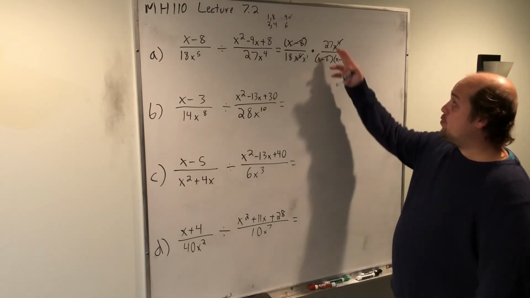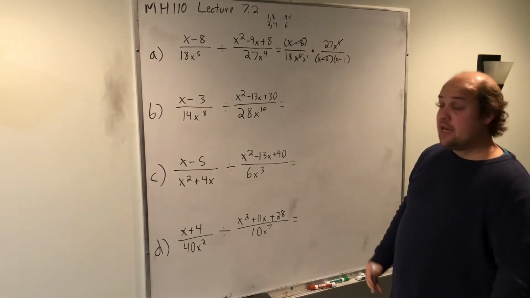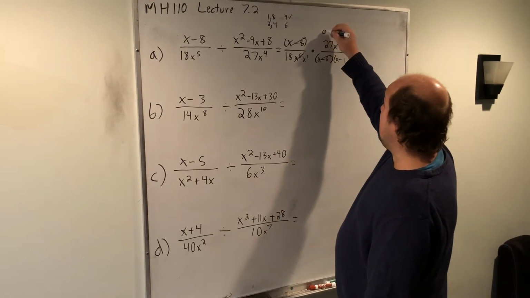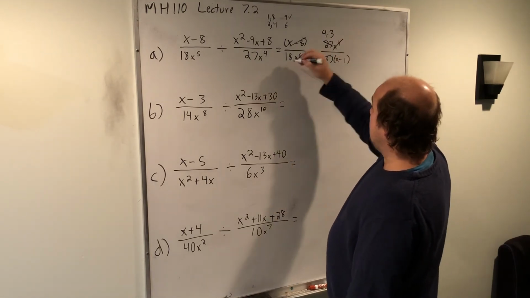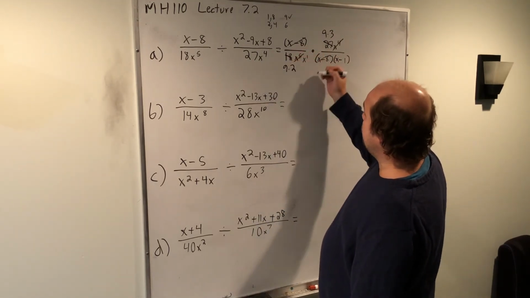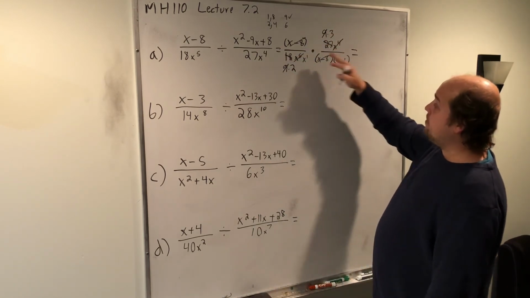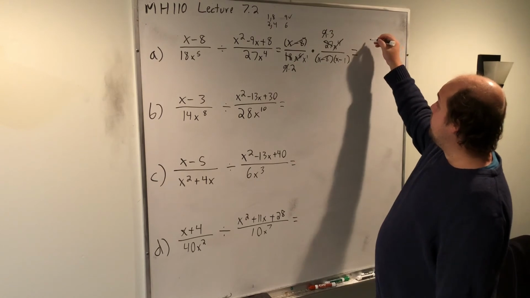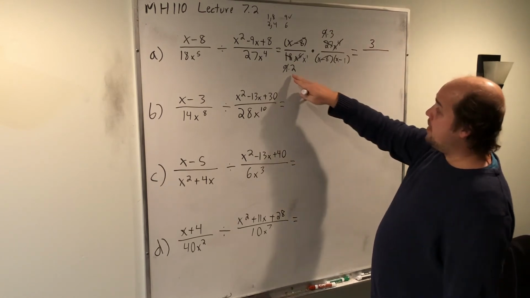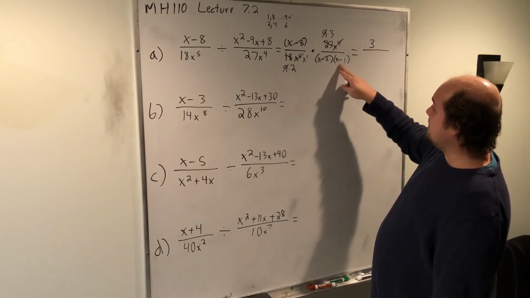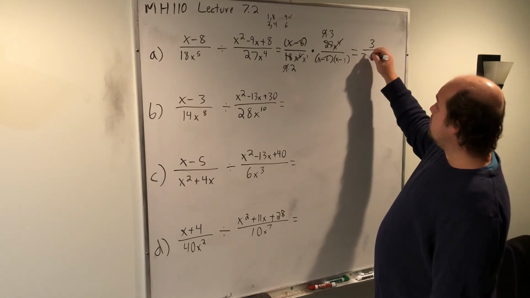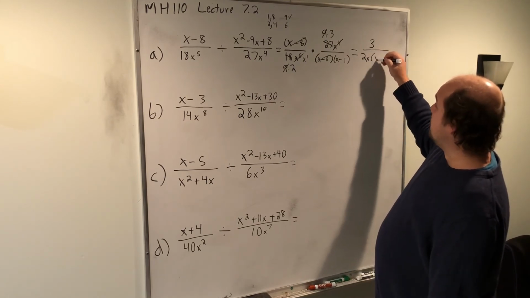When I now see 27 and 18, I can rewrite these as 9 times 3 and 9 times 2. The factor of 9 can also cancel. That means on top, the only thing left over is that 3. On bottom, I have this 2 times this x minus 1. So I'm going to write that as 2x times x minus 1.